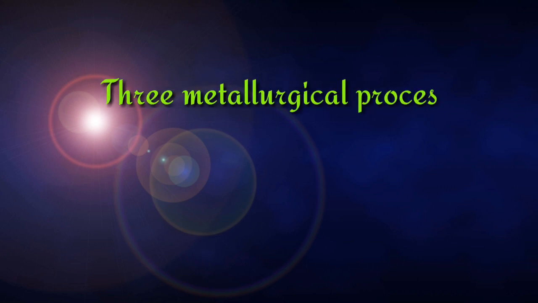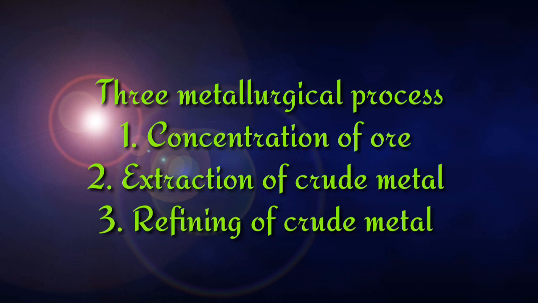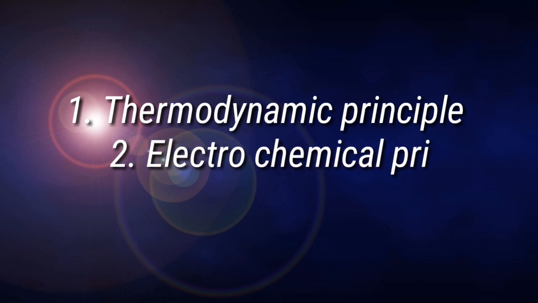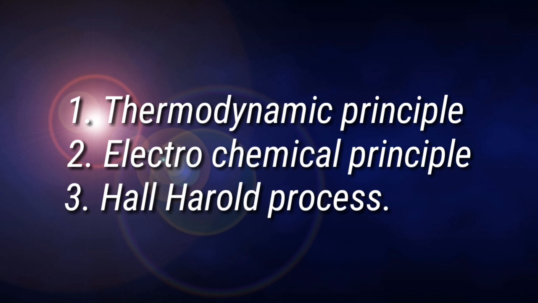Namaskaram students. In the previous video we learned three important metallurgical processes. They are concentration of ore, extraction of crude metal, and the third one is refining of crude metal. Now in this video we are going to learn the thermodynamic principle of metallurgy, the electrochemical principle of metallurgy and the Hall-Héroult process to extract aluminium metal.